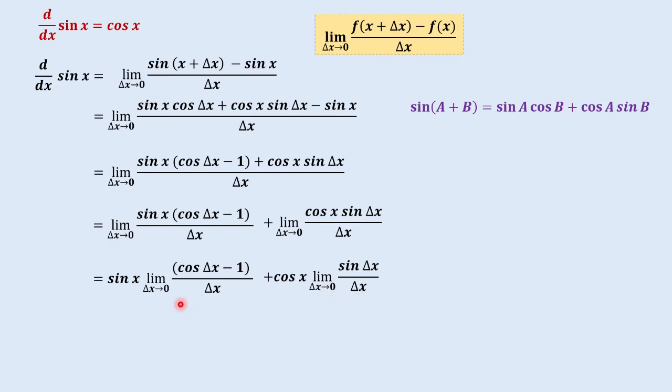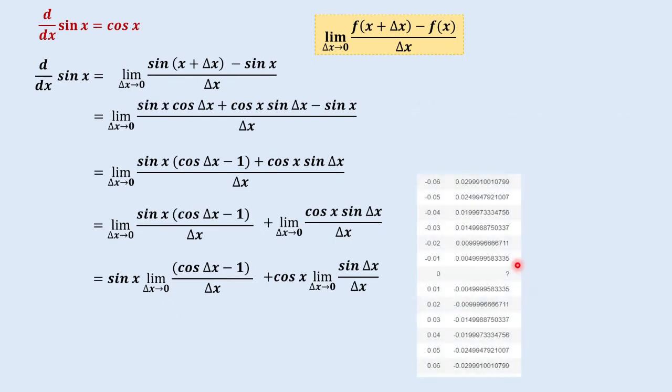Next, what is the limit of cosine of delta x minus 1 over delta x as delta x approaches 0? Looking at this table of values, let's say this first column is delta x and this would be f of x. So as we can see, as delta x approaches 0, at 0 we are undefined, but we are looking at the value as we approach 0. So f of x gets closer and closer to 0. So this part would be 0.